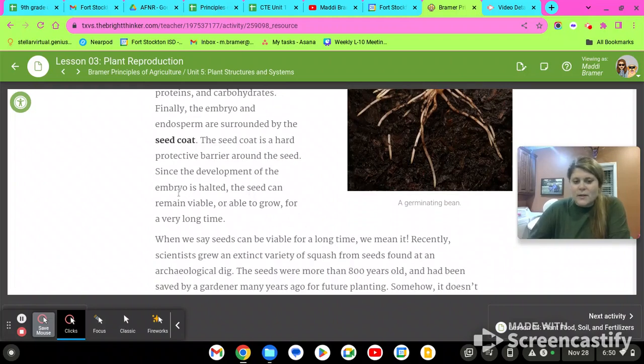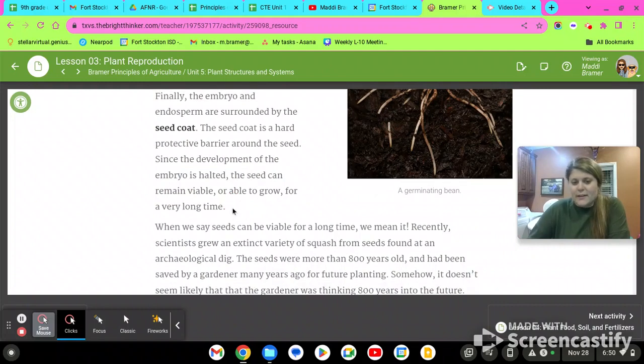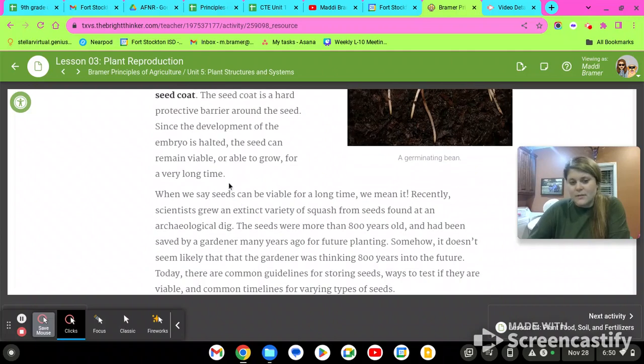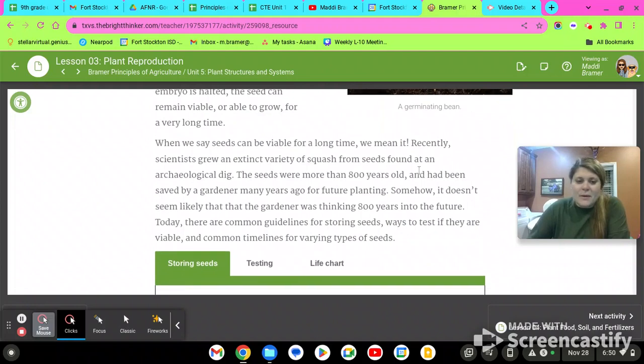So the development of the embryo is halted. That seed can remain viable, or able to grow, for a very long time. I've got seed packets that are 5-10 years old that I still plan to plant someday, and they're still going to be great. So that's what's really awesome. So when we say they can be viable for a long time, we mean it.